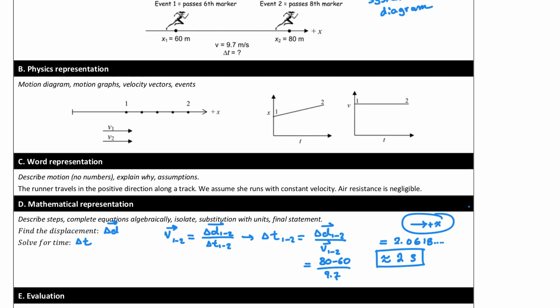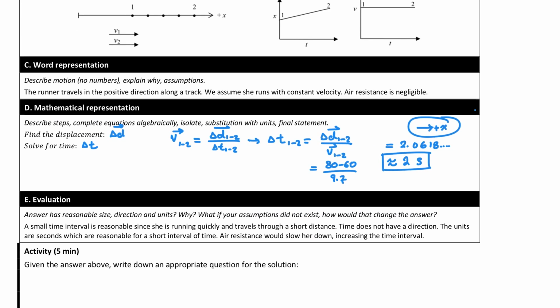I often box my final answer, or sometimes I highlight it. It takes approximately 2 seconds for this runner to run a distance of 20 meters with an average velocity of 9.7. Does it make sense? Well, if the average velocity is about 10 and the person is running 20 meters, then it should take 2 seconds, so that kind of makes sense. So let's look at the evaluation of the answer now.